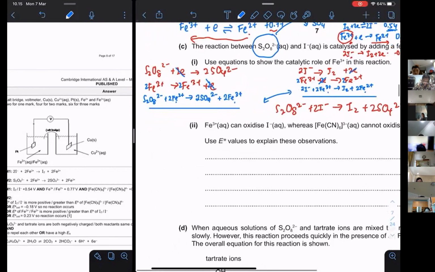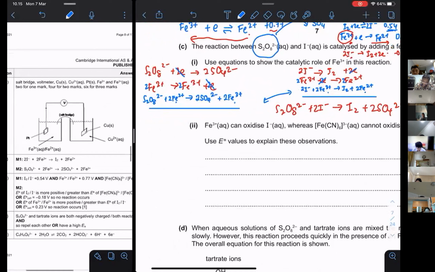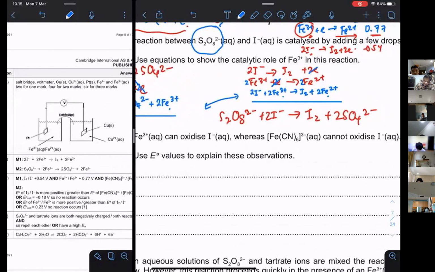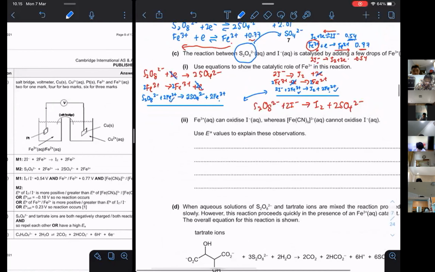If I look at it, the 2I- is reacting with Fe3+, that is the catalyst, the first time it is used, and then it is producing Fe2+. But that Fe2+ is being used again to produce Fe3+. So catalysts look as though they are not used, but they do take part in the reaction.